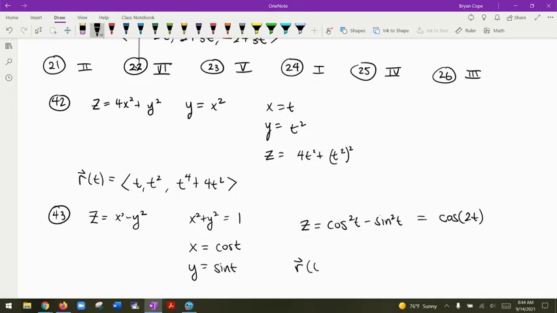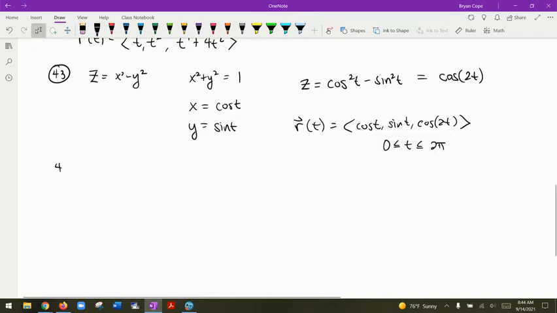So our vector function r of t is cosine t, sine t, and cosine 2t. Bounds on this, we would go 0 to 2 pi just so that the curve is traced around once.